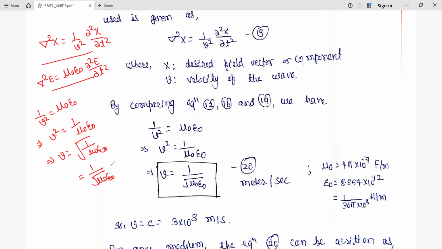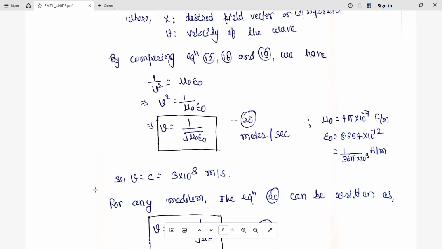So this is the same as the velocity of light. We have to substitute the values. We already have mu naught equal to 4 pi into 10 to the power minus 7, and epsilon naught value is 10 to the power minus 9 divided by 36 pi. So this is going to give us the value, which is the same as the velocity of light. So these are the discussion here.